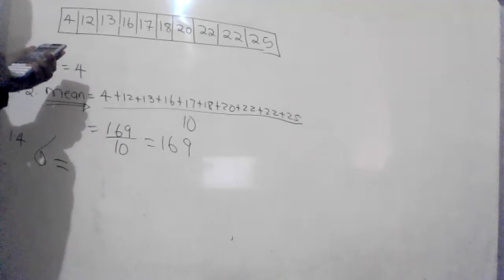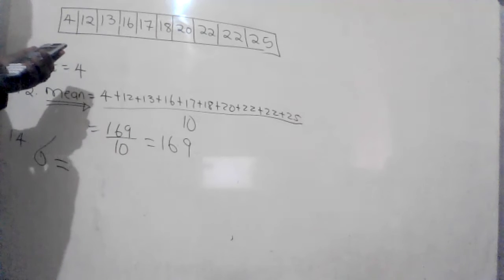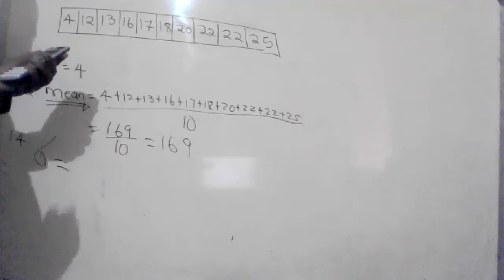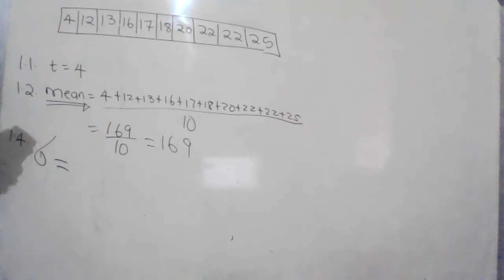And then the other one is 13, 16, 17, 18, 20, 22, 22, and then the last one for me is 25. So we now have this information.